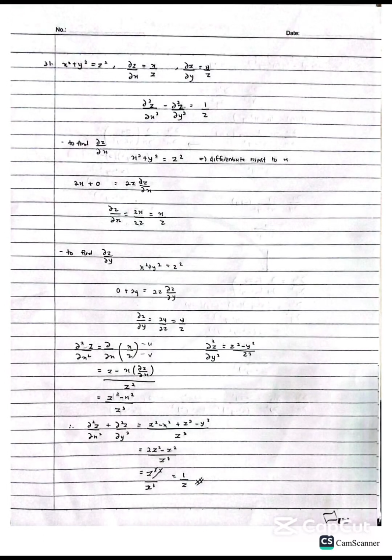Question 31 asks: if x² + y² = z², show that ∂z/∂x = x/z and ∂z/∂y = y/z. To find ∂z/∂x from the given equation, we need to differentiate with respect to x. So we get 2x + 0 = 2z ∂z/∂x. Therefore ∂z/∂x = 2x/2z, which is equal to x/z.